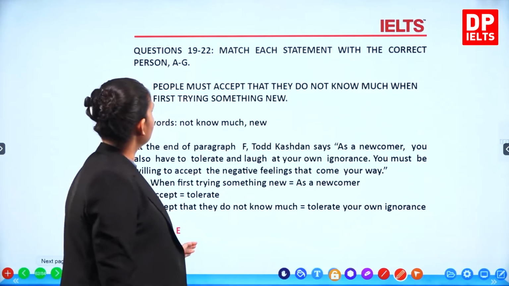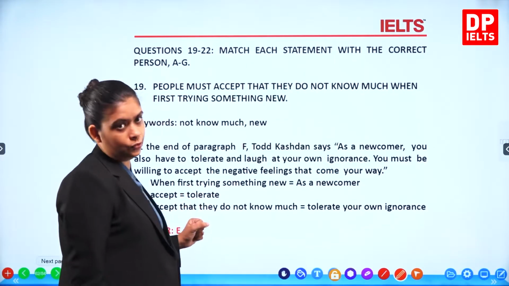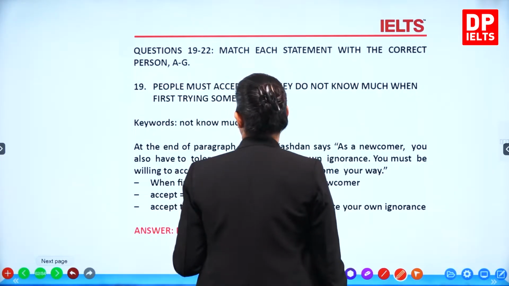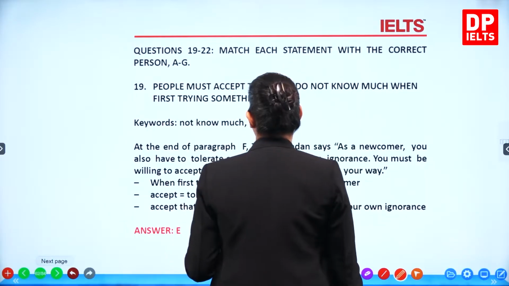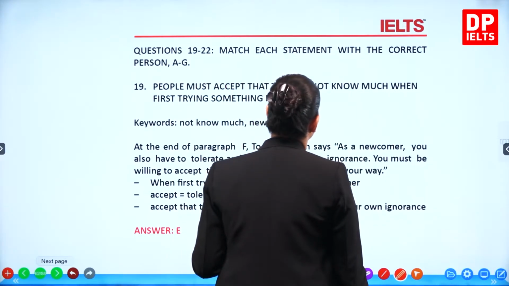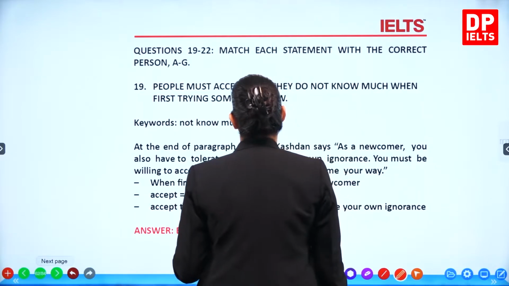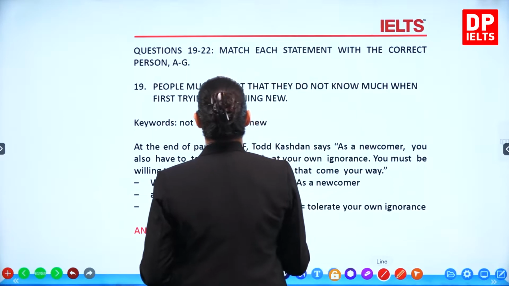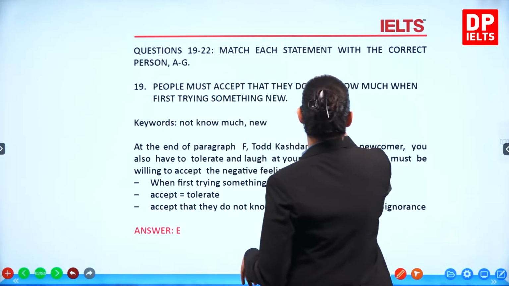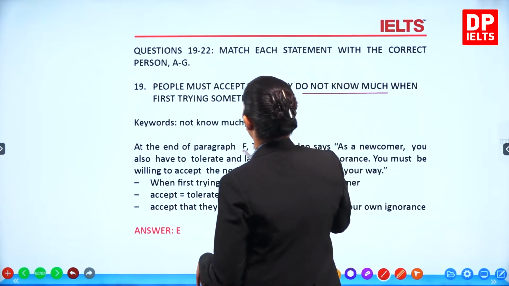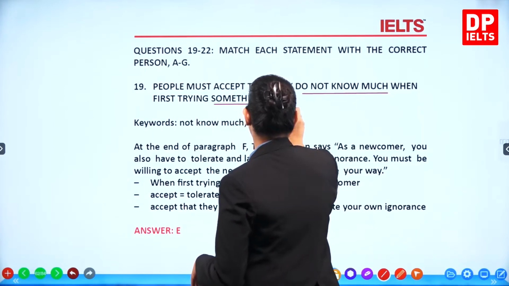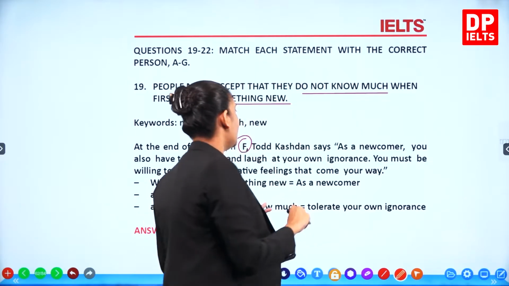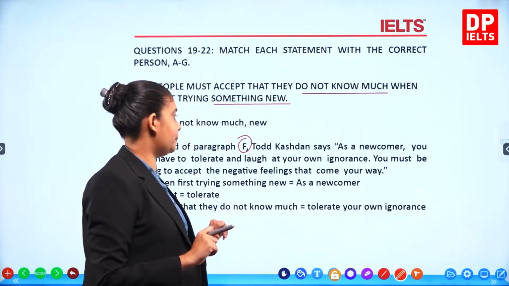Right, question number 19 to 22. Match each statement with the correct person. People must accept that they do not know much when first trying something new. Okay, so people must accept that they do not know much when first trying something new. So let's go to paragraph F and go towards the end of the paragraph.